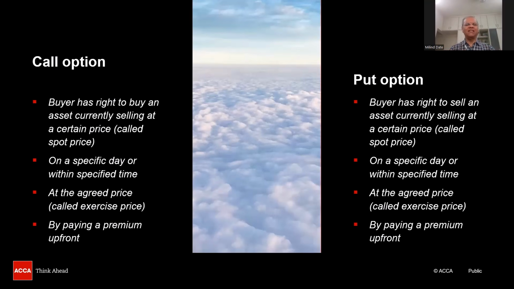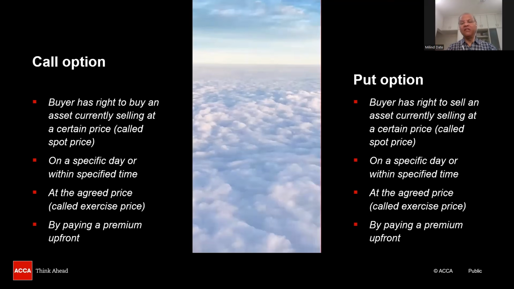And these intricacies you would already have covered in your FM knowledge, but for the purpose of revision, I have mentioned it in this video as well. Call option, as I said, gives buyer the right to buy an asset which is currently selling at a certain price called a spot on a specific day or during a specified period at an agreed price, which is called as exercise price. Now remember, spot price and exercise price are the concepts that are important for you when you apply the Black-Scholes option pricing model.